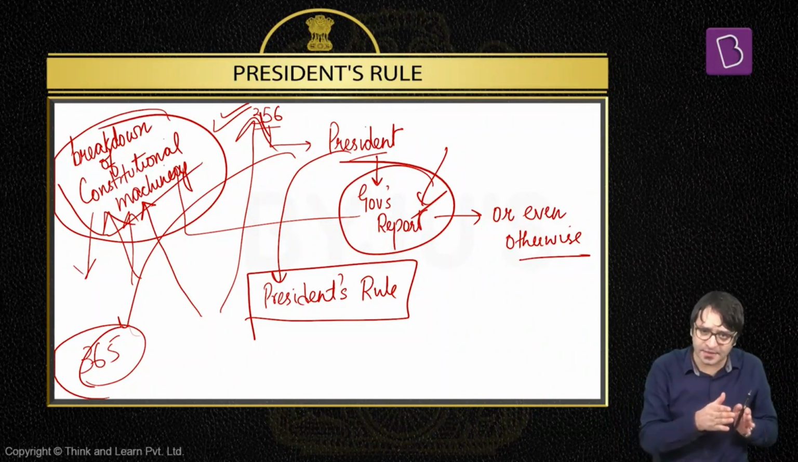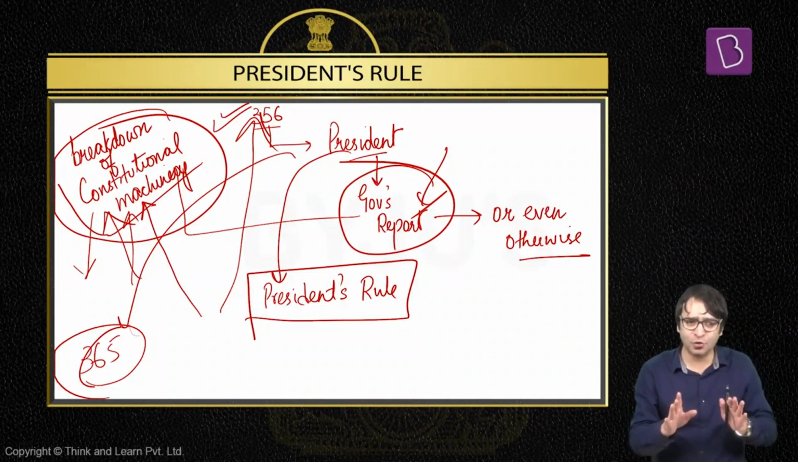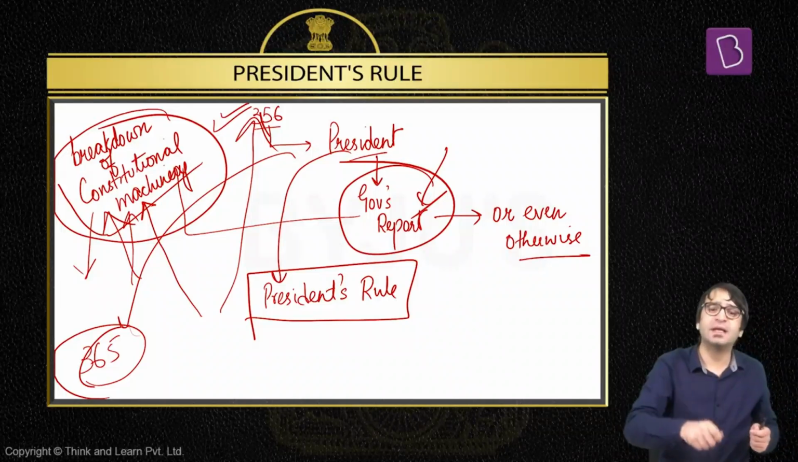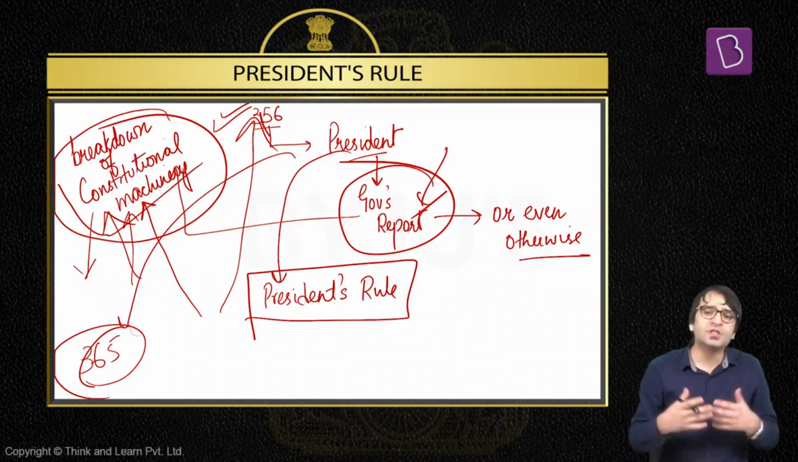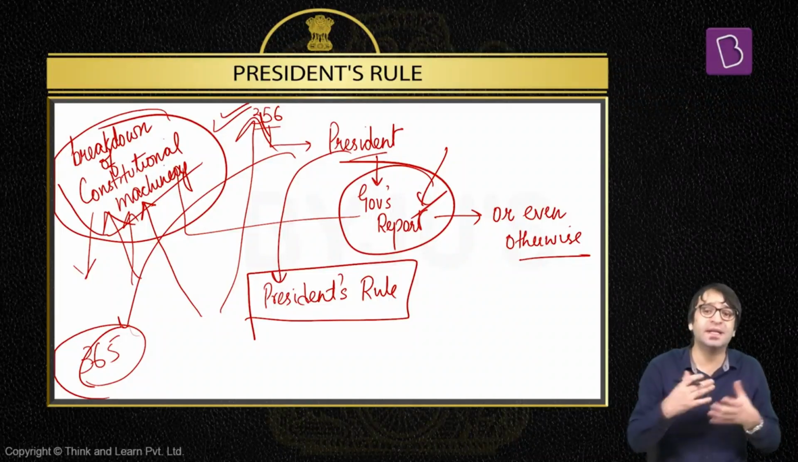Second, if directives are issued under Article 365, and these directives are not adhered to by the states, it can be viewed that there is a breakdown of constitutional machinery, and president's rule can be imposed in that state. When the president's rule is imposed, a presidential proclamation is issued. It's a very important term. The president proclaims president's rule in a state under Article 356.